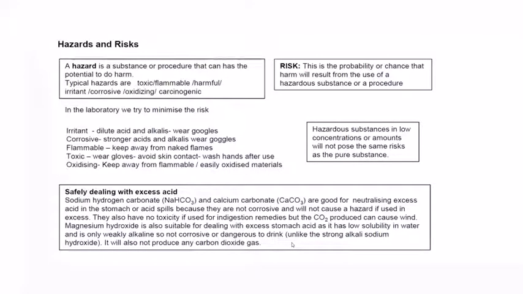What is the difference between a hazard and a risk? A hazard is a substance or a procedure that has the potential to do harm. It can be a substance or a procedure which can harm you. We call that a hazard. For example, something is toxic, so toxic is a hazard. Something is flammable, can catch fire, that is a hazard. Harmful, irritant to eye or skin, corrosive, oxidizing or carcinogenic, which means it can cause cancer.